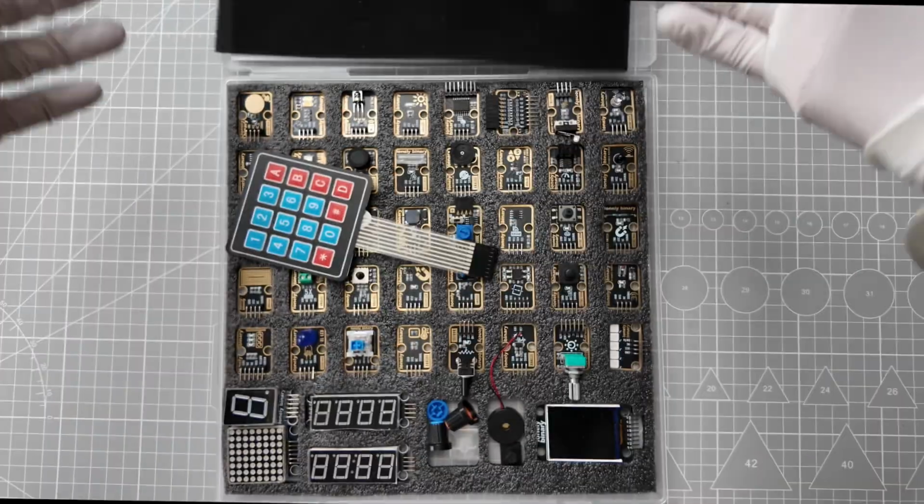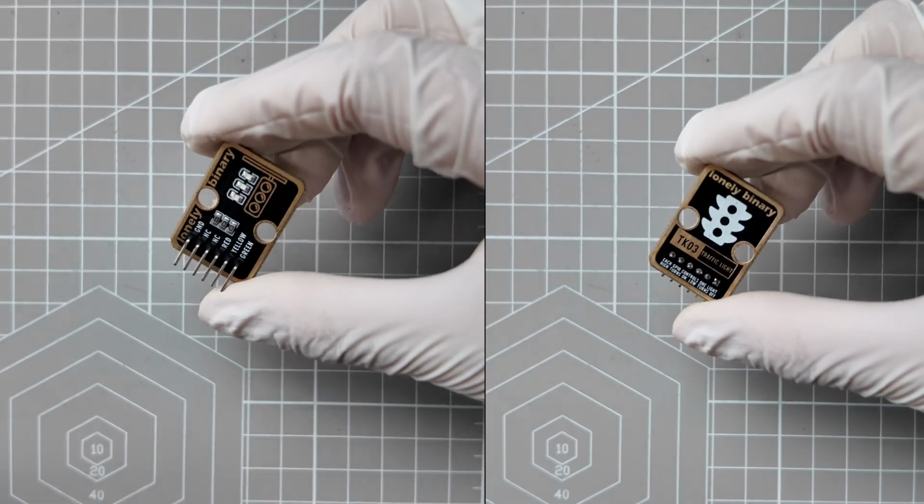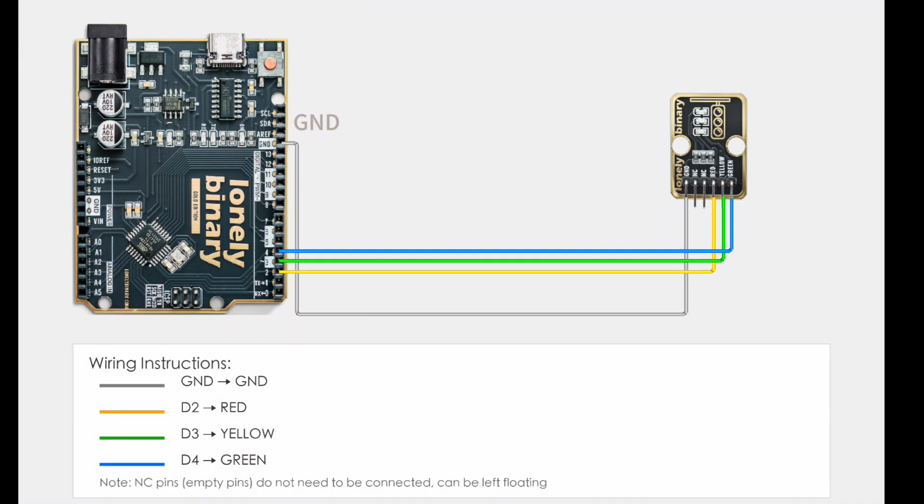TinkerBlock Series Premium Modular Aesthetics, simulating traffic signal logic. Connect GND to GND, then R to digital pin 2, G to pin 3, and B to pin 4. NC, internally isolated. Leave it floating.